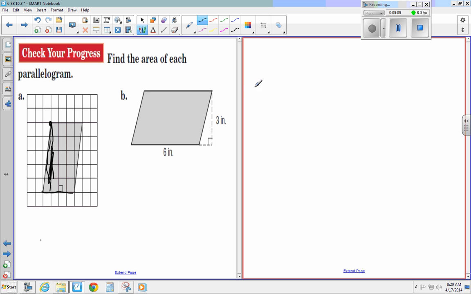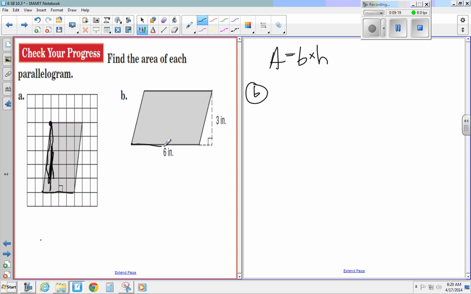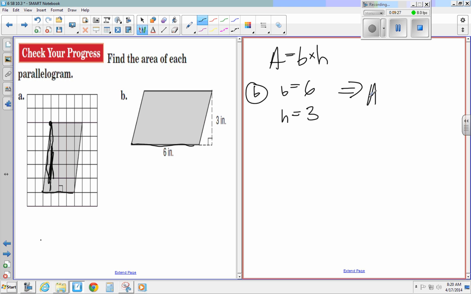Part B. Again, area of a parallelogram. Area equals base times height. The base is 6. The height is 3. So when we plug that information in there, area is 6 times 3, or 18. So the area is 18, but when I put the units in there, they're square inches.